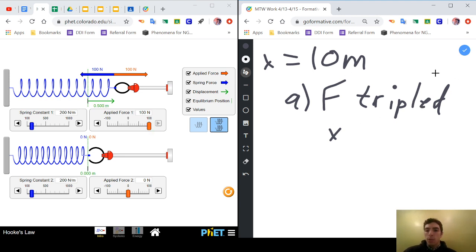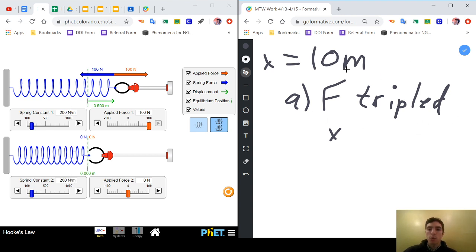So I'm looking at what happens if I triple a force. I have two springs here. As long as I have the same spring constant for both, so right now they're both on 200 newtons per meter, that's really important. You can't run this test unless you have some control variables.